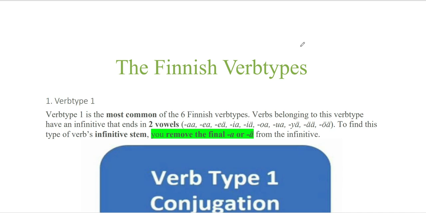Today in this class I am teaching you the Verbi Tyyppi topic, what it means by Verbi Tyyppi. So in the first step we say Suomessa on 6 Verbi Tyyppiä. In Finnish there are 6 verb types, from Verbi Tyyppi yksi to Verbi Tyyppi 6.